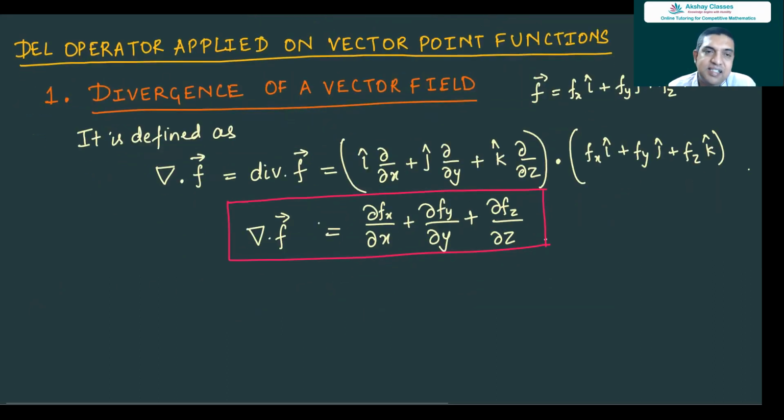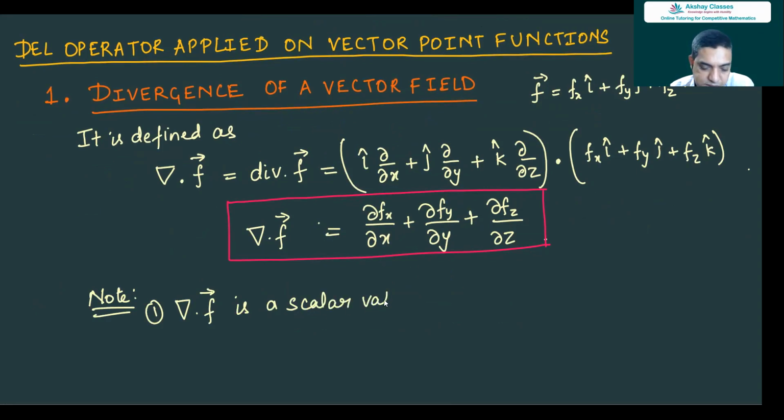Now, this is a scalar. Important points to note: the value is a scalar. Del dot F is a scalar value. So it is a scalar field.